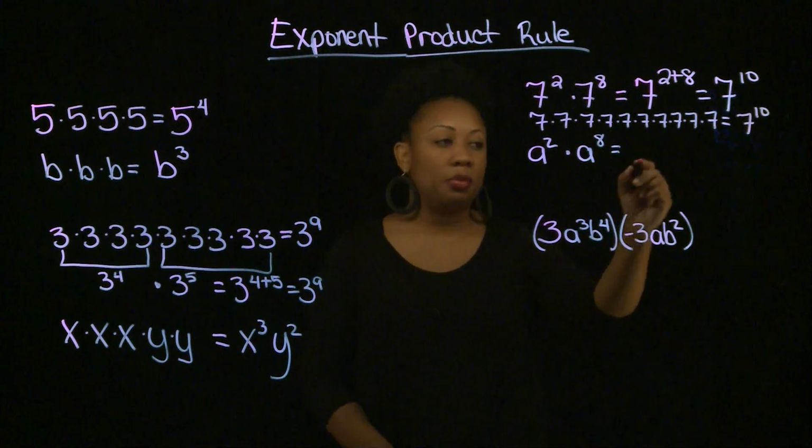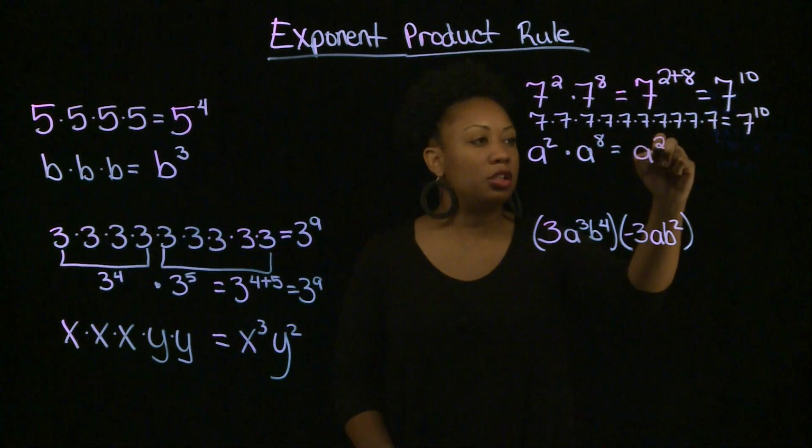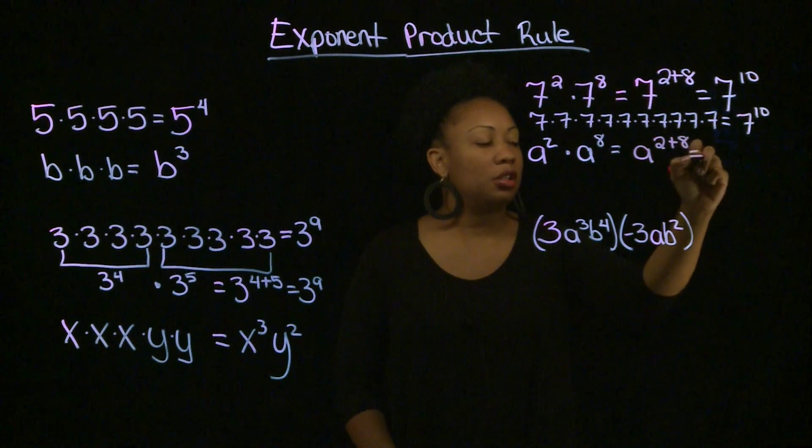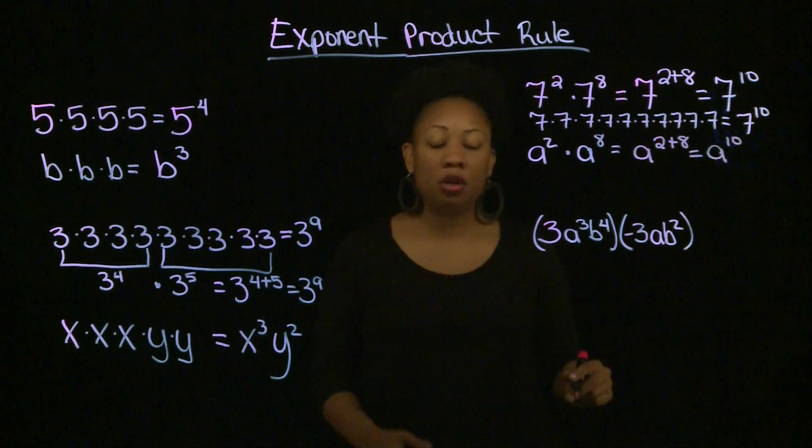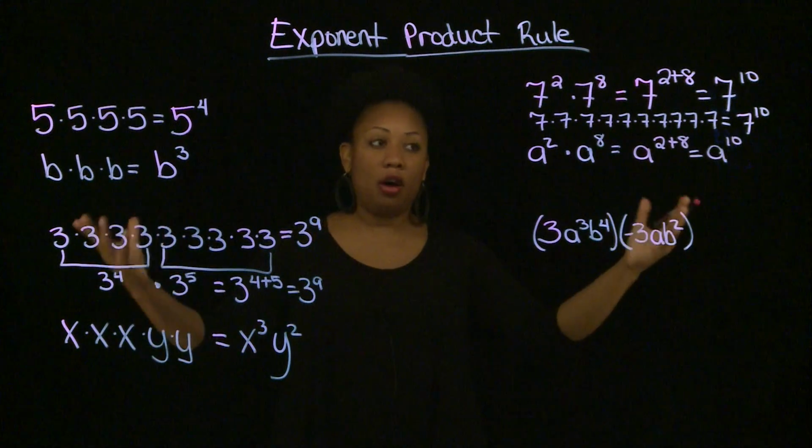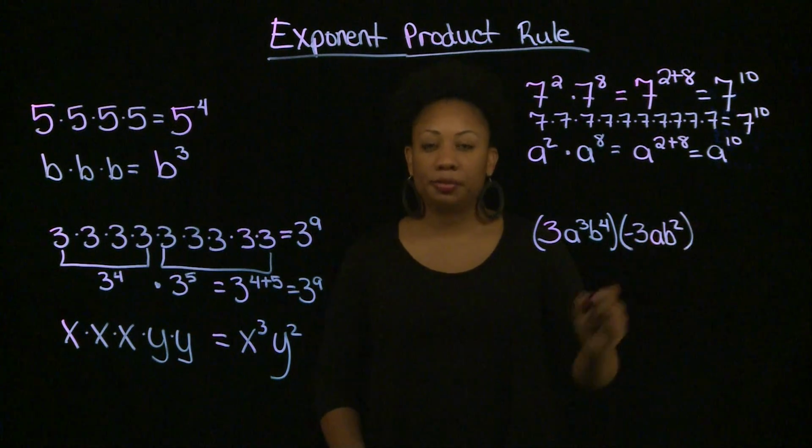Now you can deal with the variable. We have a to the 2 plus 8, so we have a to the 10. Or you can do, again, what I might call the long way, which is to write out all the a's.